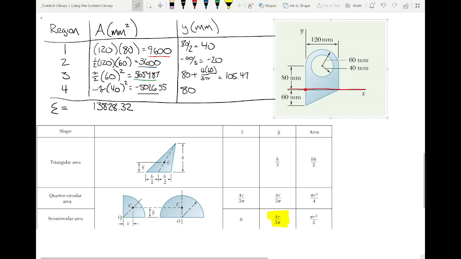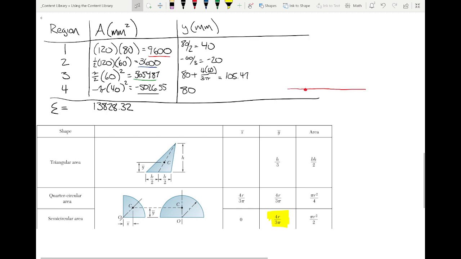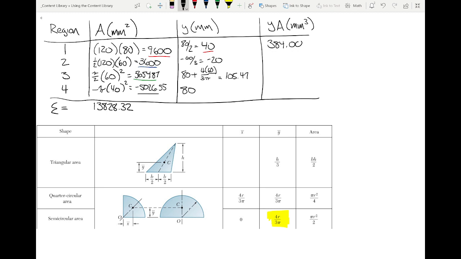So now what I'm going to do is delete this so that it's not in my way. Now what I can do is row times row. So what's 9,600 times 40? It's 384. 3,600 times 20, 72,000. Did I forget something? Negative 72,000. That's exactly right.